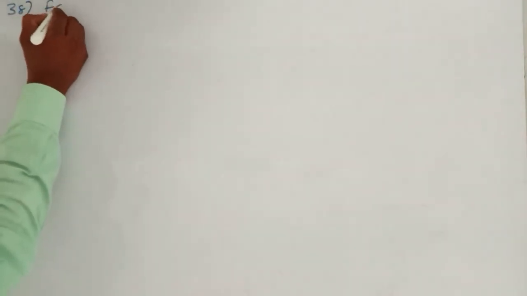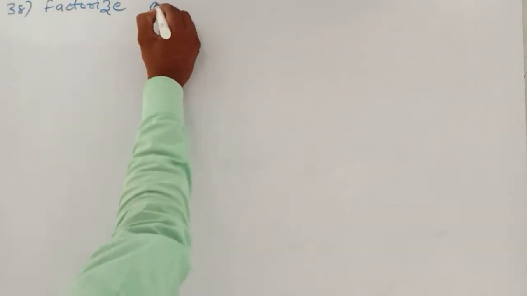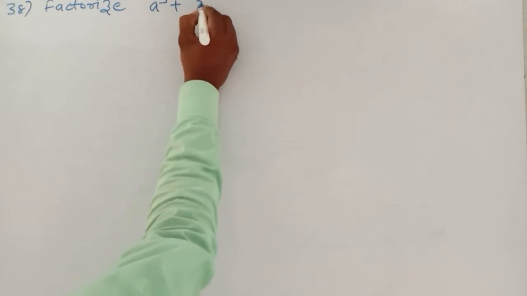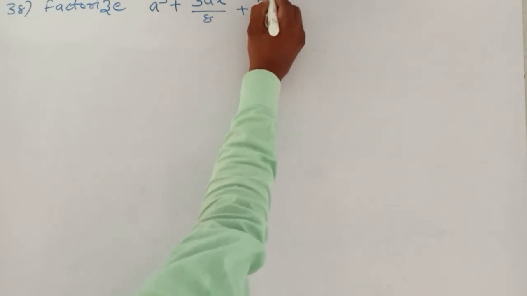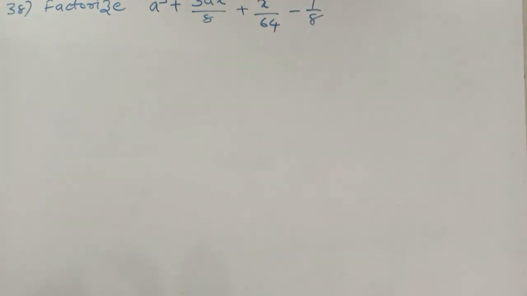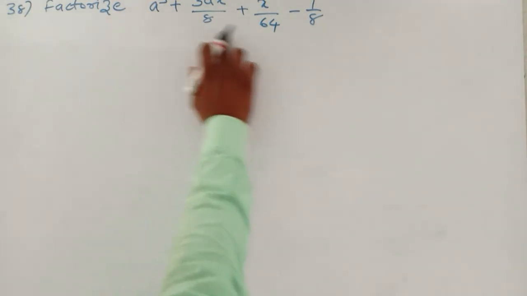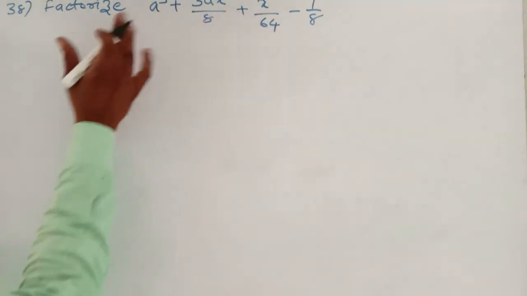Children, the next question is 38th question. Factorize a cube plus 3ax by 8 plus x cube by 64 minus 1 by 8. I need to factorize this term, a cube plus 3ax by 8 plus x cube by 64 minus 1 by 8. Now I am going to place these in an order. Now here a cube is there, x cube is there. So I am going to place these cubes at one place.